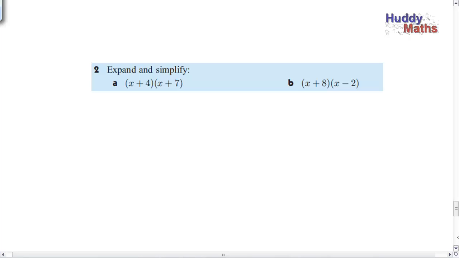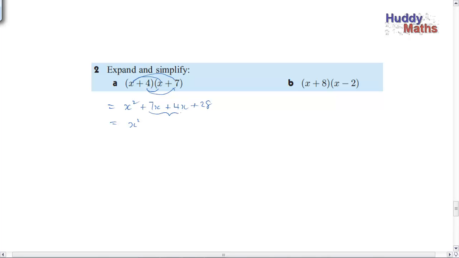Okay, expand and simplify. X plus 4 by x plus 7. So we're on to the bigger ones now. So let's have a look. I want you to pause the presentation and have a go. I'm going to do it for you now. Okay, so here we go. X by x is x squared. X by 7, positive 7x. Positive 4 by x is 4x. 4 by 7, 28. Okay, so we've got x squared.